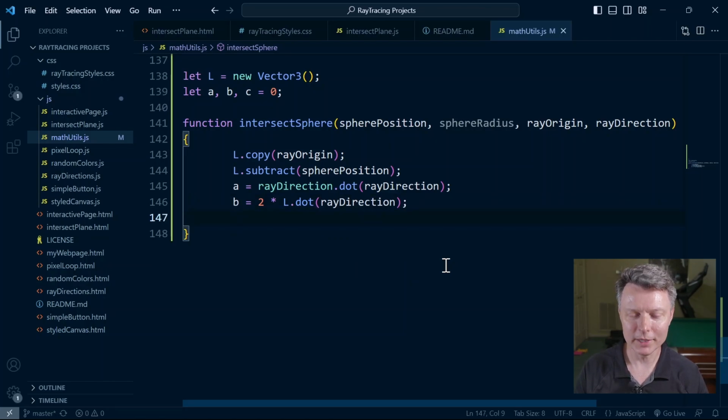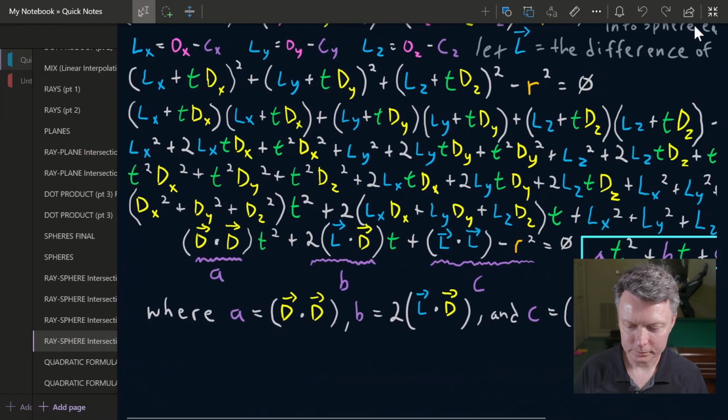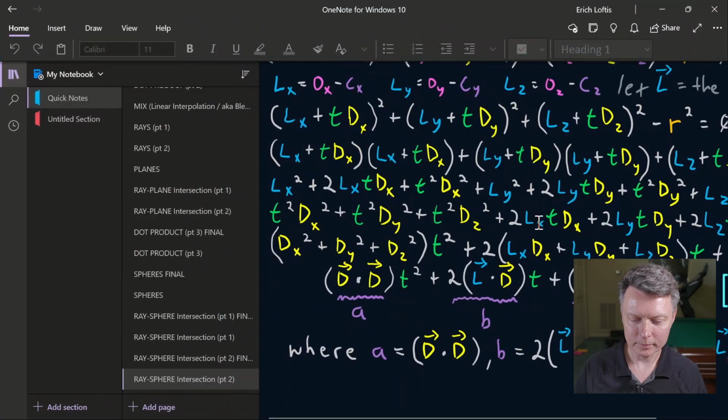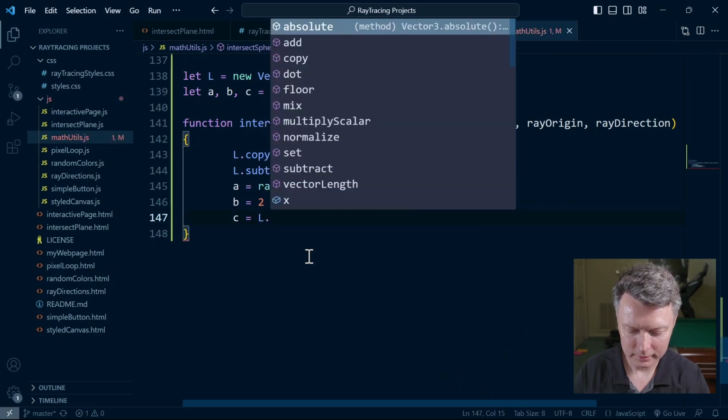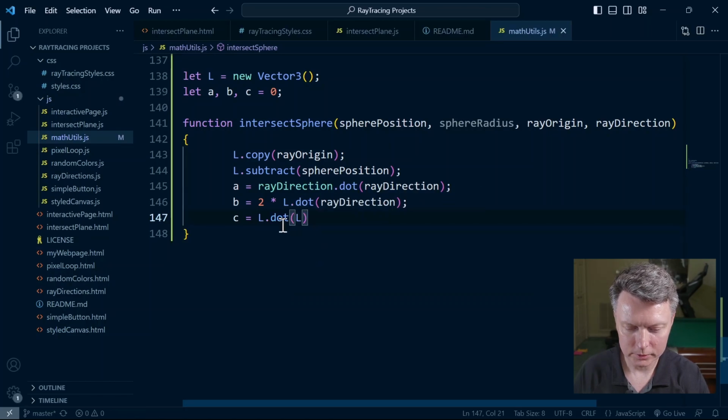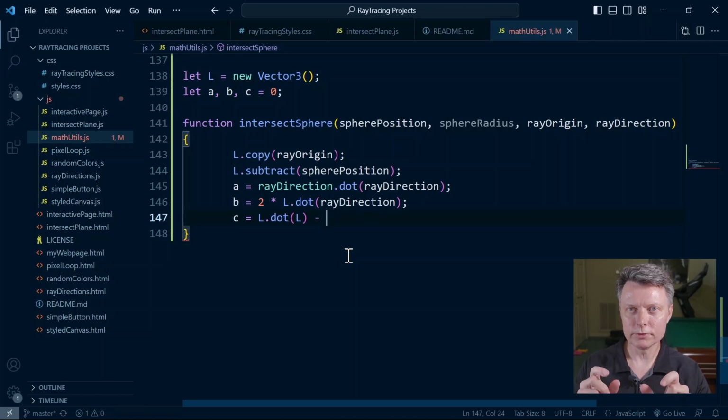And now C is the last one remaining, so we do C equals, and what was that? C was L dot L, and then minus R squared, or the sphere radius times the sphere radius. So let's try that now. L dot, the word dot, and then the L vector again inside the parentheses. So L dotted with itself, minus, and now we need the sphere radius squared. Remember how we do that in code is usually just sphere radius times sphere radius. And see, that's the only one that's grayed out right here. We haven't used that yet, but now we're about to use it.